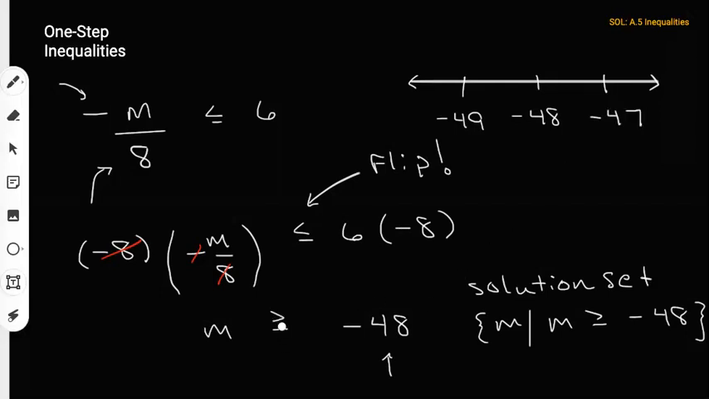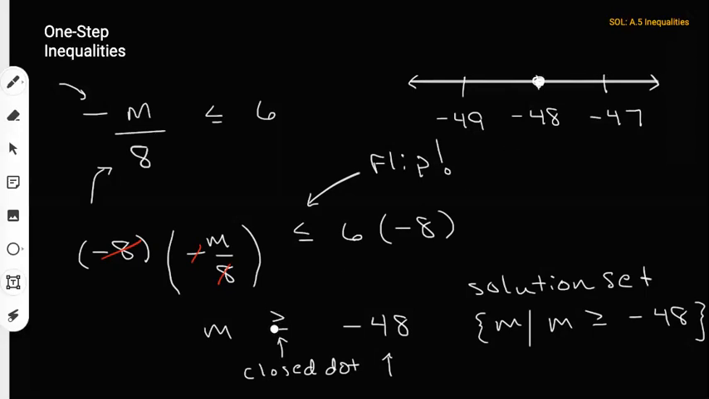Since I have a greater than or equal to symbol, I'm going to use a closed dot or a closed circle on the number line wherever negative 48 is. So I'm going to put my closed dot right here. Which way do I shade? To the left or to the right?